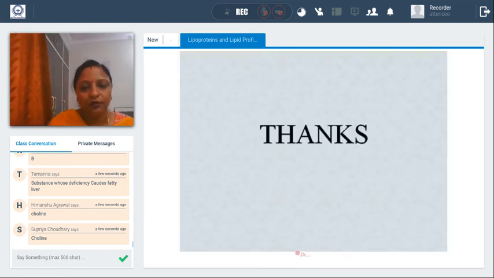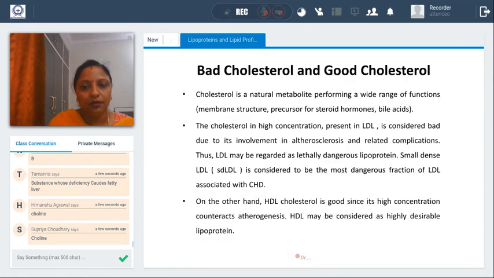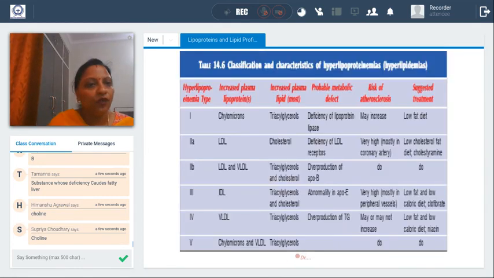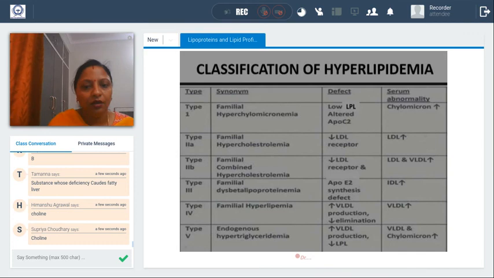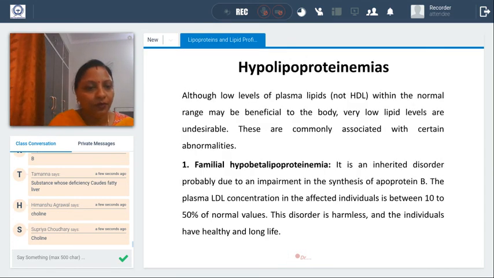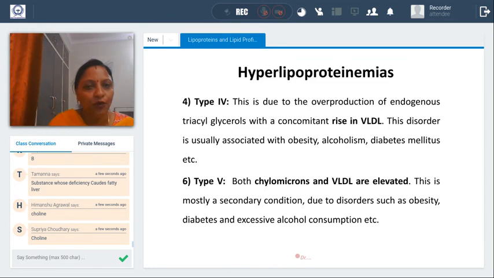So, have you understood the whole lipoproteins and lipid profile? Please add in the box. Am I audible to all of you?